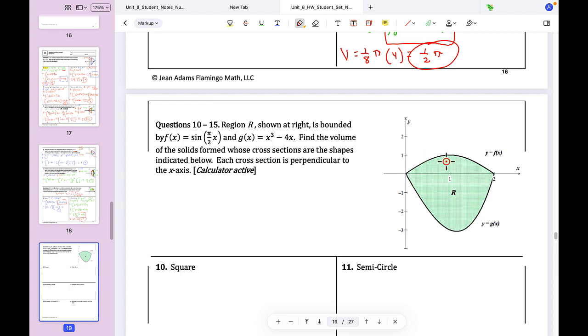So the first one is a square. Okay, so here's my square here. Okay, so there's my square cross section. Okay, so we're looking at area equals side squared, or base squared, okay? So we need to figure out the base, so we need to figure out the length of this line right here.